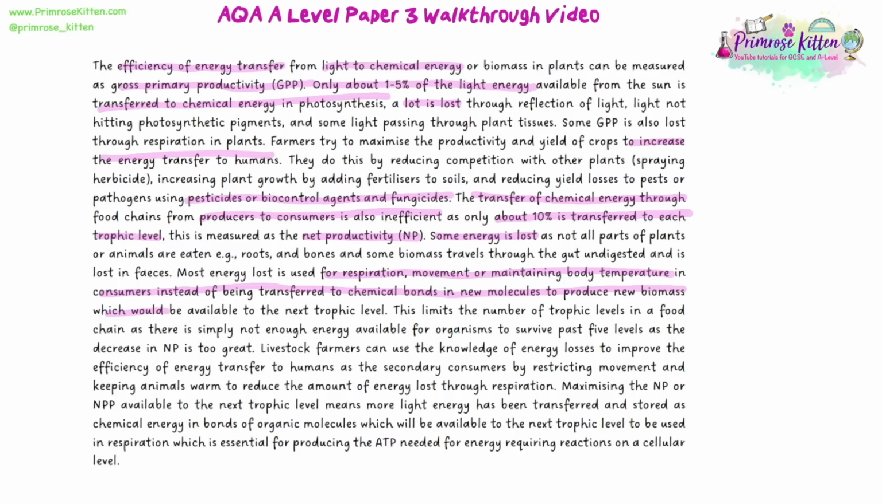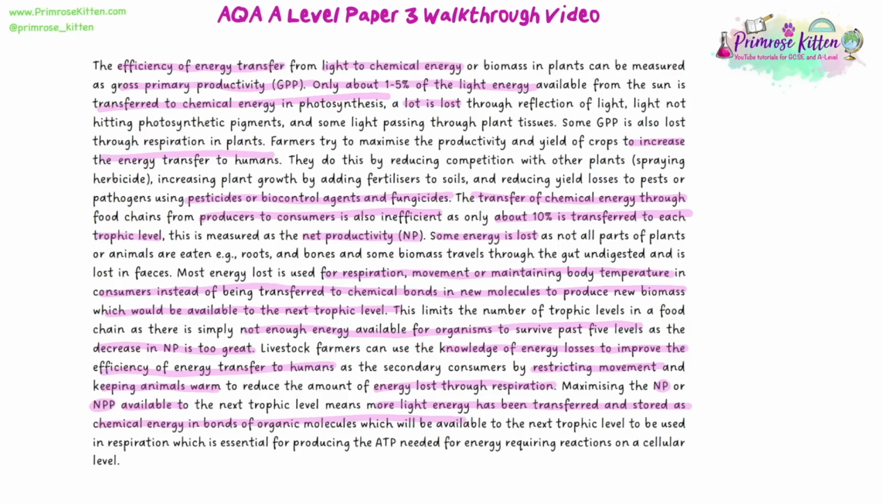This is measured as the net productivity. Some energy is lost as not all parts of plants or animals are eaten. For example, roots and bones and some biomass travels through the gut undigested and is lost in feces. Most energy lost is used for respiration, movement, or maintaining body temperature in consumers instead of being transferred to chemical bonds in new molecules to produce new biomass, which would then be available to the next trophic level. This limits the number of trophic levels in a food chain as there is simply not enough energy available for organisms to survive past 5 levels, as the decrease in net productivity is too great.